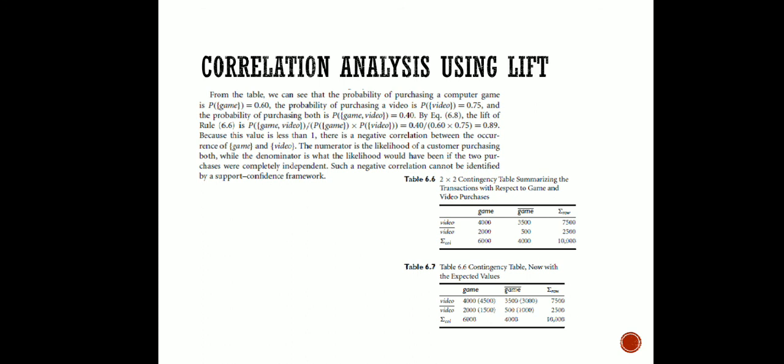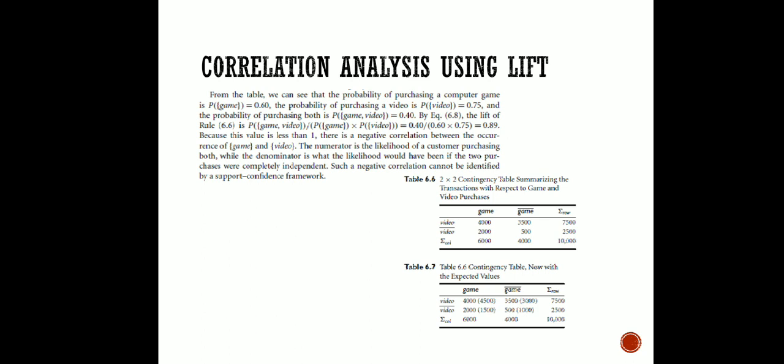Here the two tables are given. Firstly, we are going to find out the probability of game. You can see in the first table, table 6.6, the total game value is 4000 plus 2000, that is 6000, right? And total transactions is 10,000. So the probability of game is 0.6.